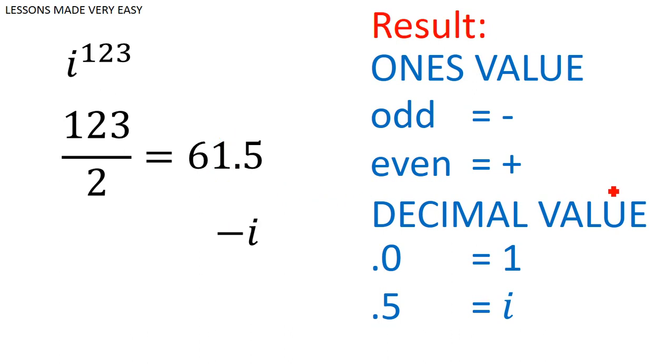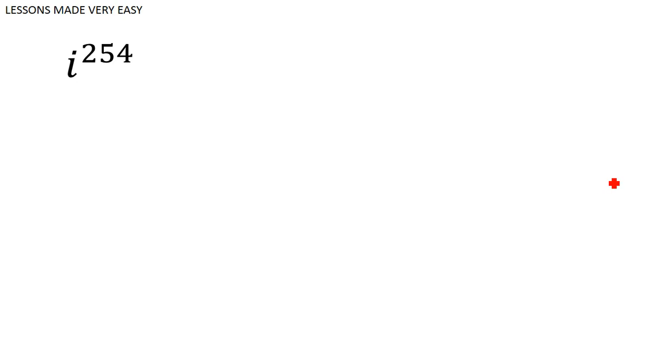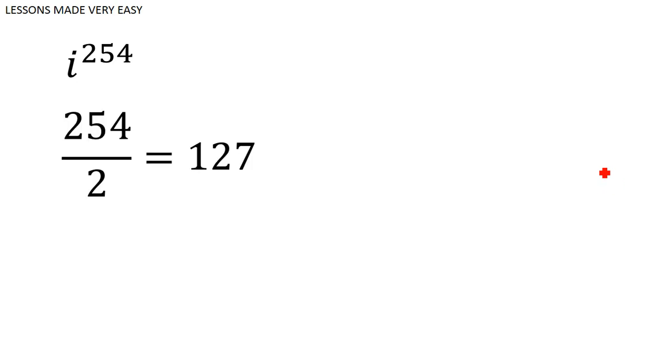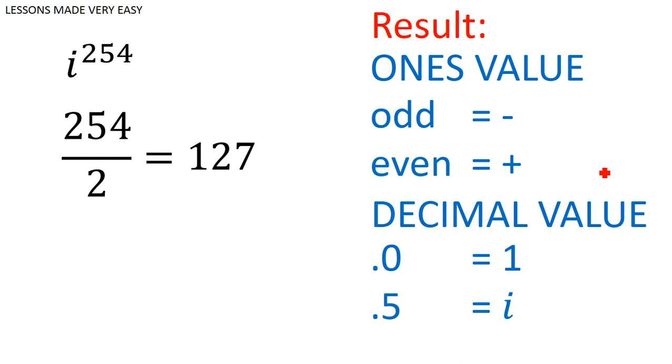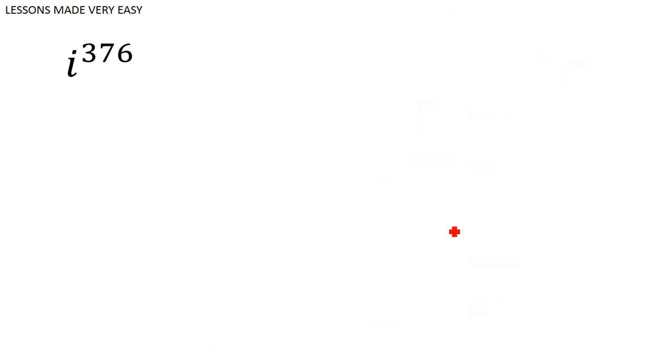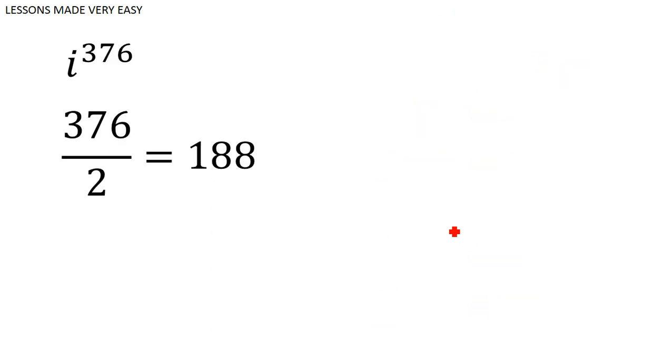That's just simple. How about i to the power of 254? Divide by 2 is equal to 127. So this is the rule. The ones place is odd, so that's why it's negative. How about the decimal? There's no decimal, meaning this one is 1, so that's why it's negative 1. So simple.